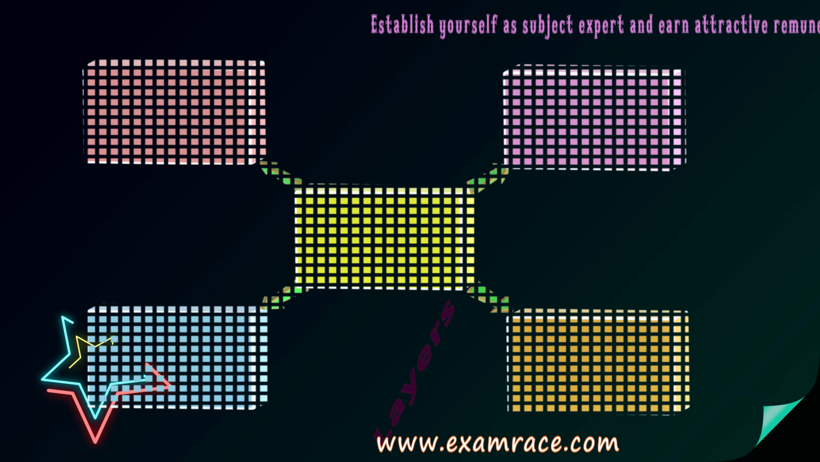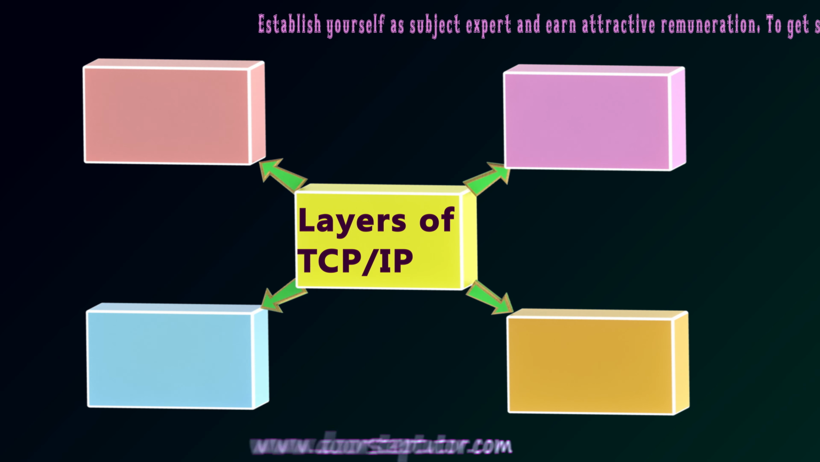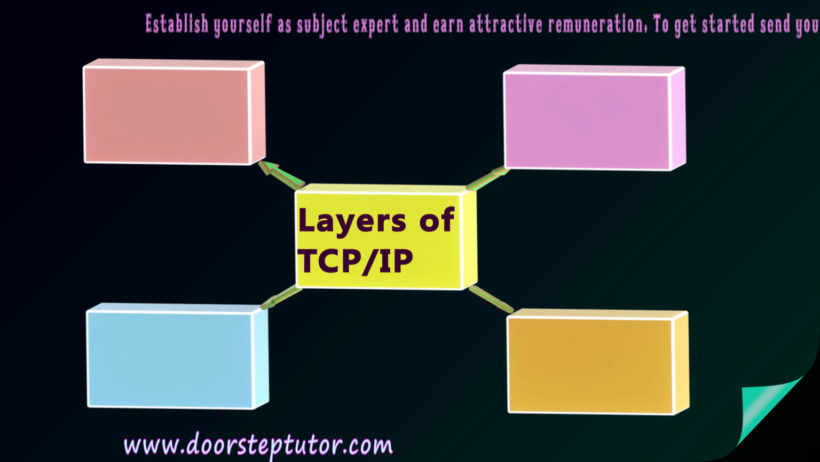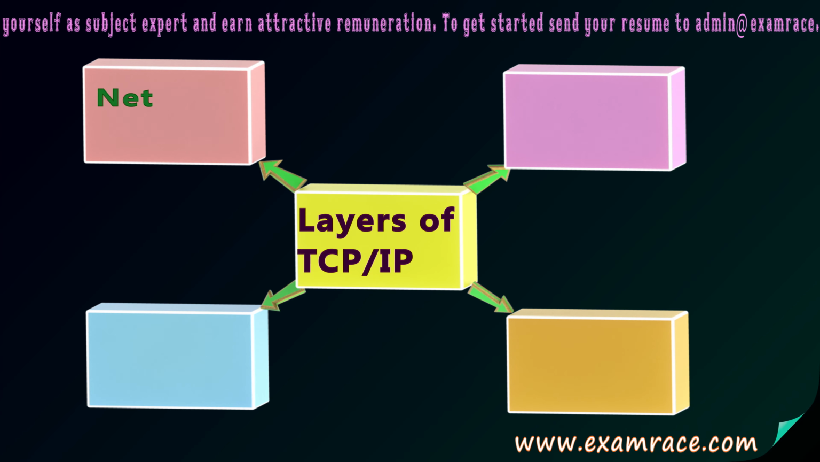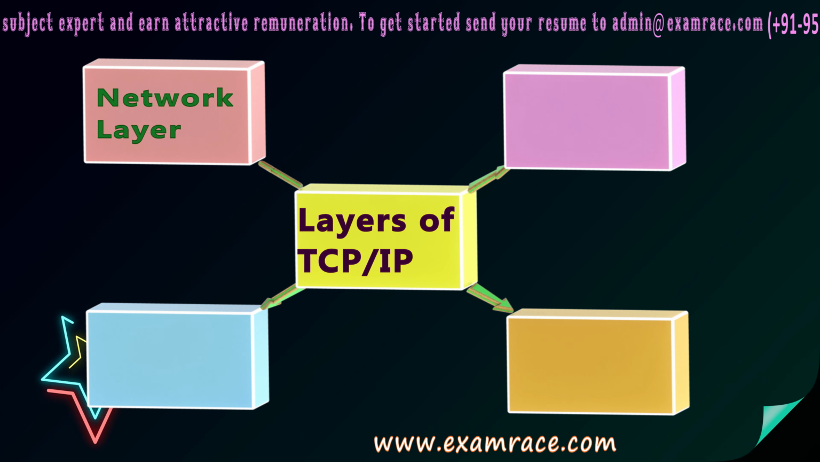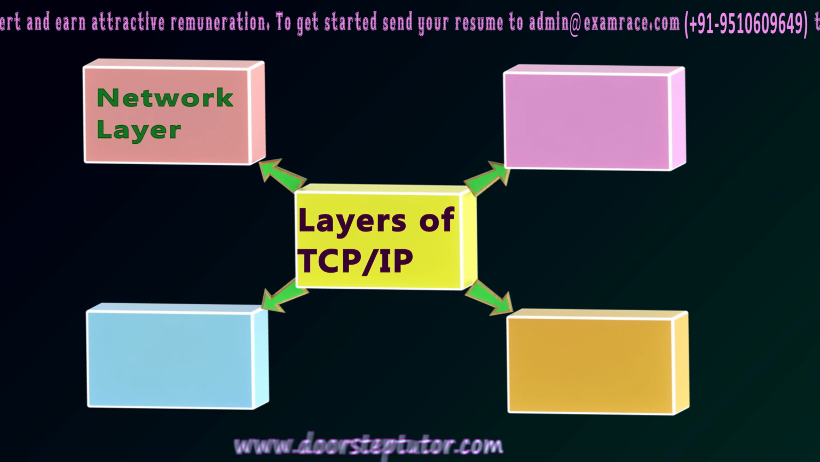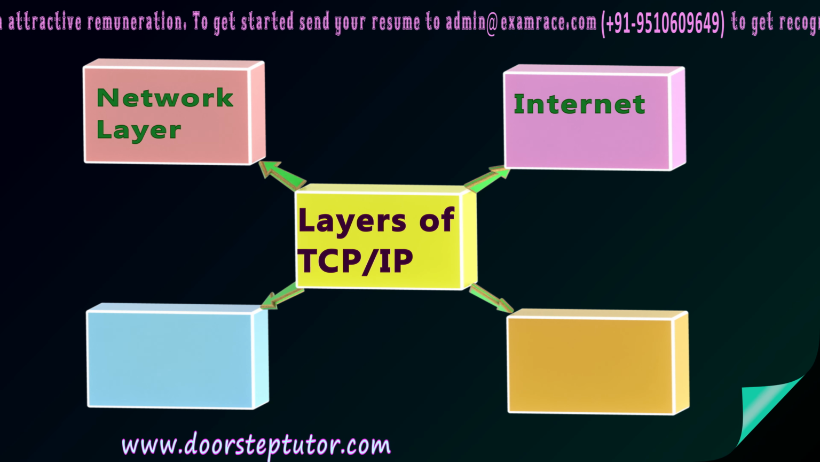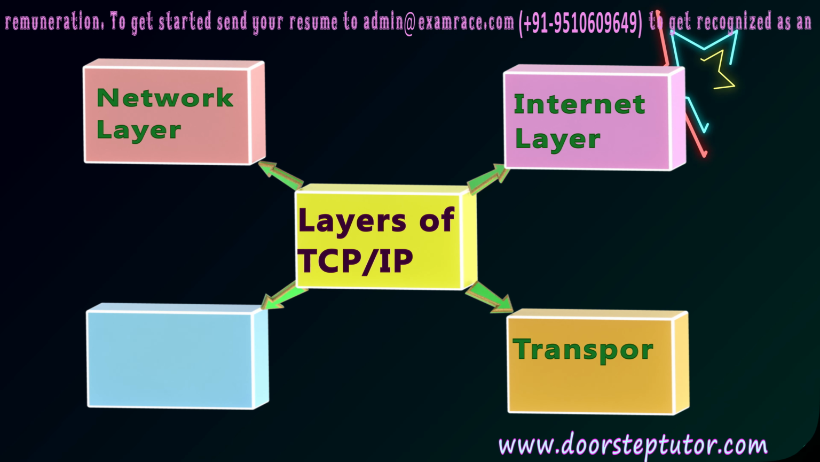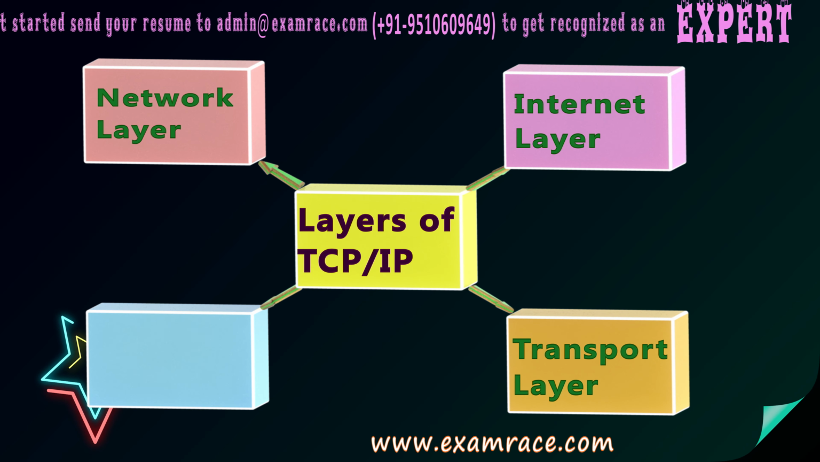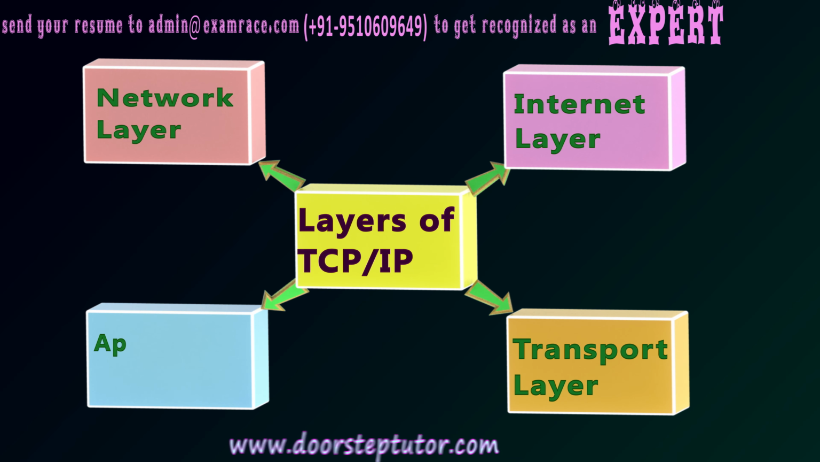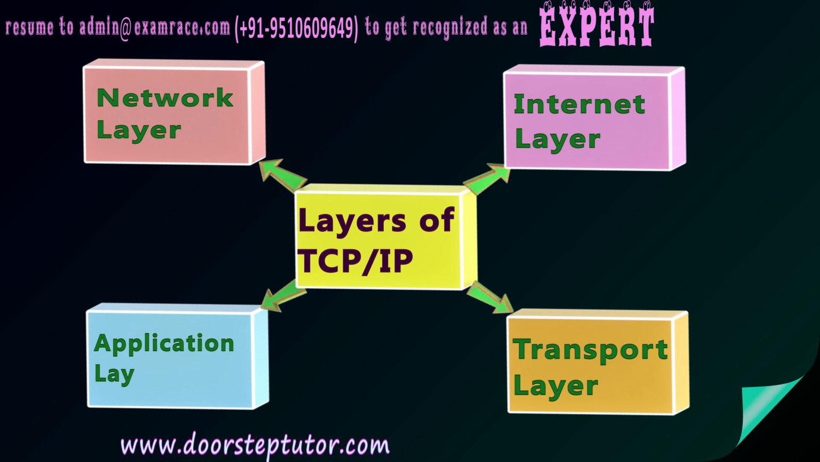So next we are having the layers of TCP IP. There are four major layers. The first one is the network interface layer. It is also called the network layer. The second, internet layer. Then the third one is the transport layer. The transport layer is a very important layer under TCP IP. Then in the last, the fourth layer is the application layer.